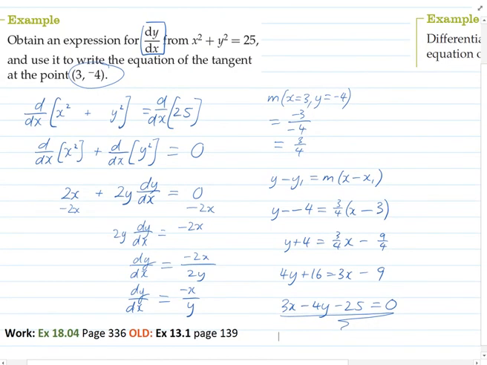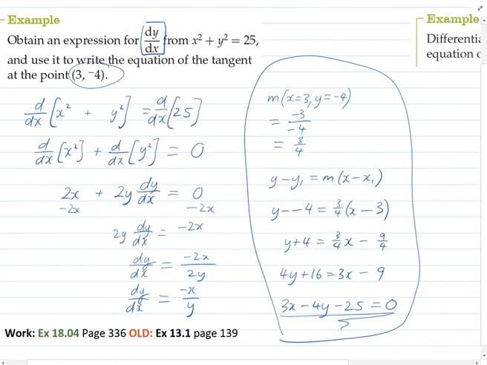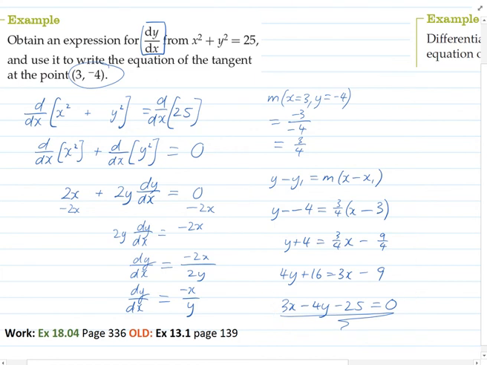Obviously the point of differentiation is to find gradients, and so that's why we've done that part of the question. But when you're differentiating implicitly, you're differentiating each term with respect to x, and any term that is not x must be multiplied by dy by dx. So I'll leave this video here, and we'll do one more where we go over another example.